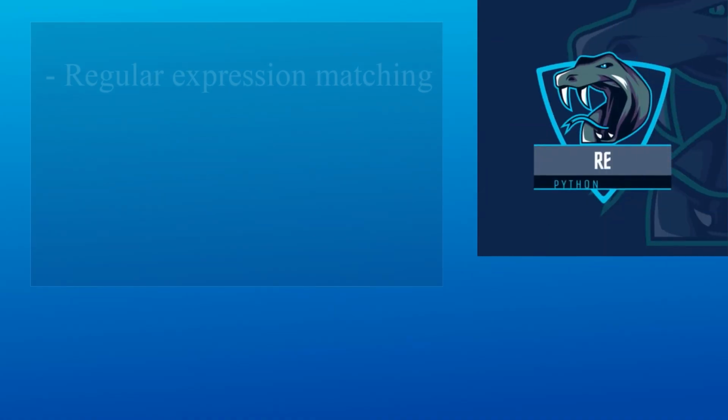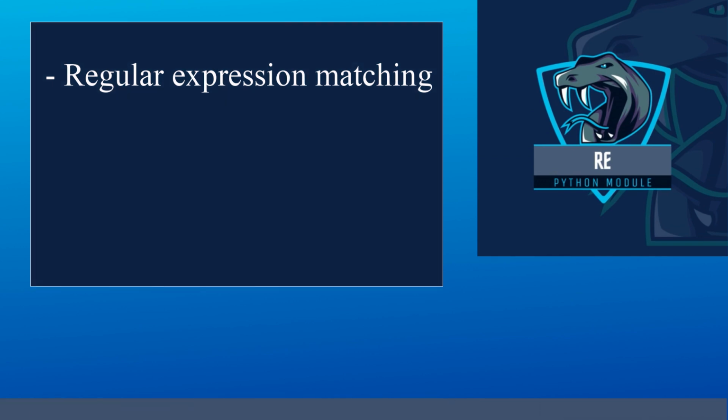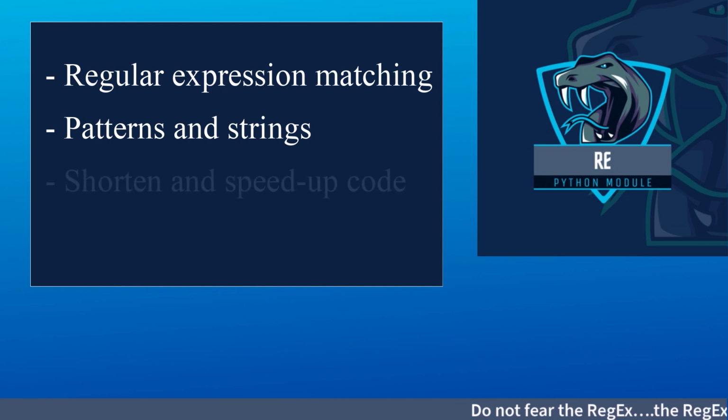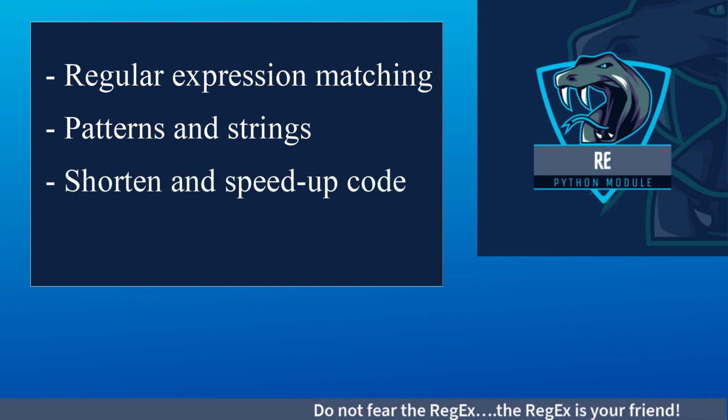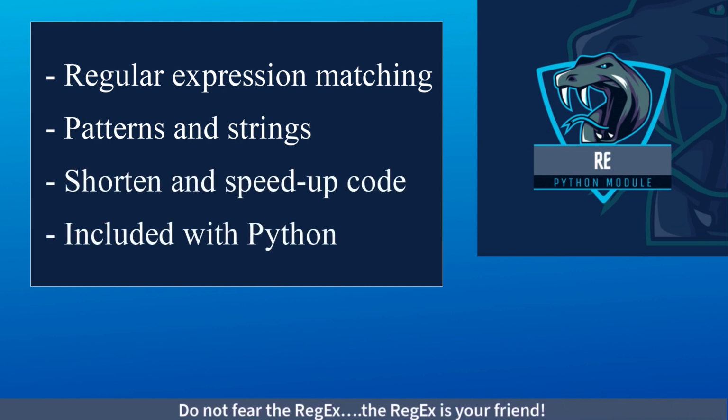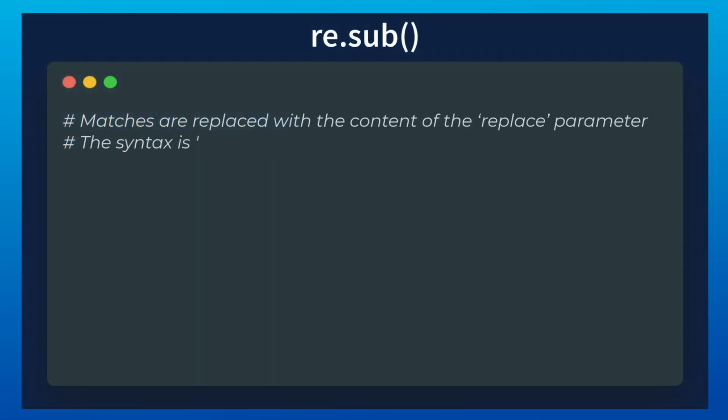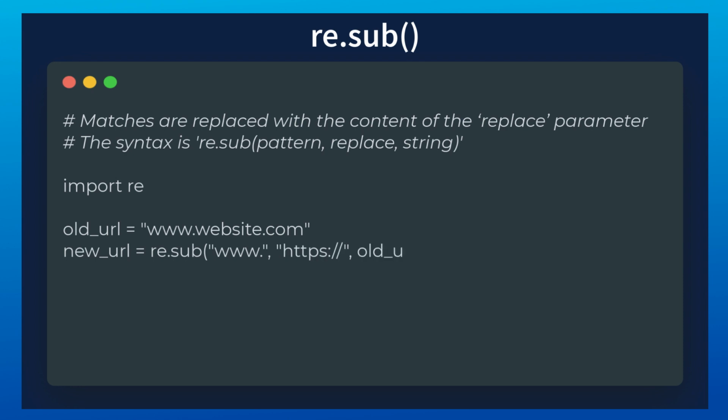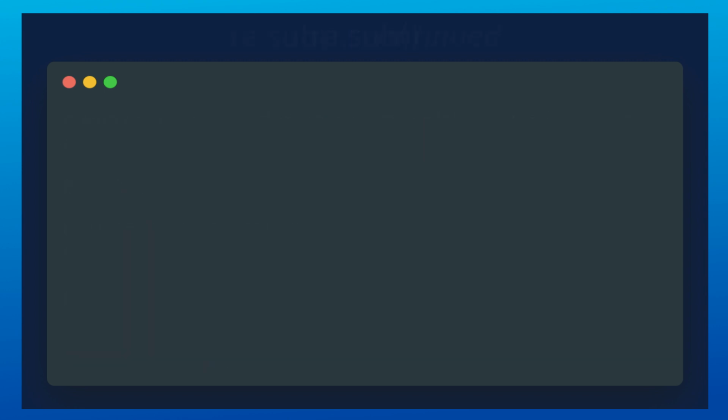Number 4. RE. The re, or regular expression module, provides regular expression matching operations of patterns and strings. DevOps thrives on speed, and using re can shorten and speed up code. re is included with Python 3. re.sub returns a string where matched occurrences are replaced with the content of the replace parameter. Here, we import re and use it to reformat a URL.